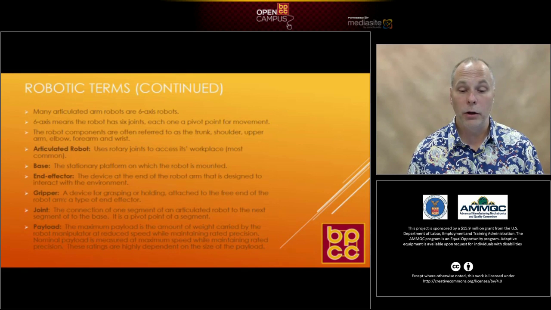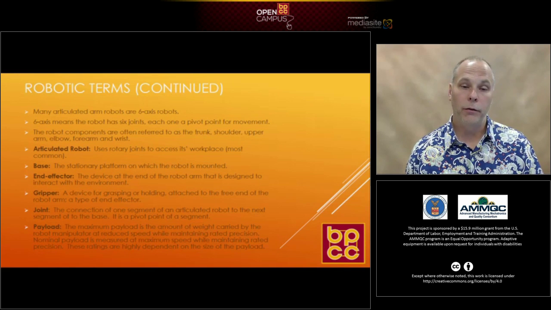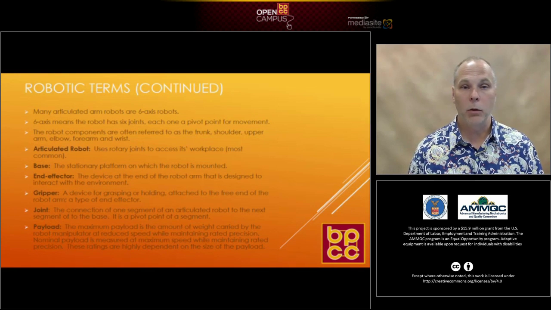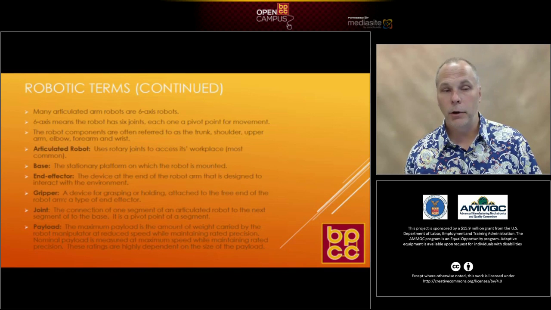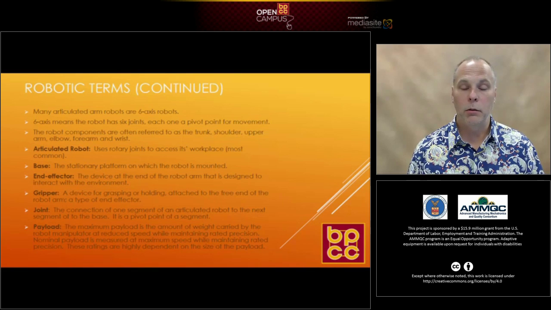And maximum payload is the amount of weight carried by the robot manipulator and reduced speed while maintaining a rate of precision. Payload is like we talked about in hydraulics and pneumatics, the maximum load of the system. So if you have a hydraulic system and you may say, what's the maximum load? It's a 300 psi system. Well, the same thing goes with a robot. What is the load of the robot?